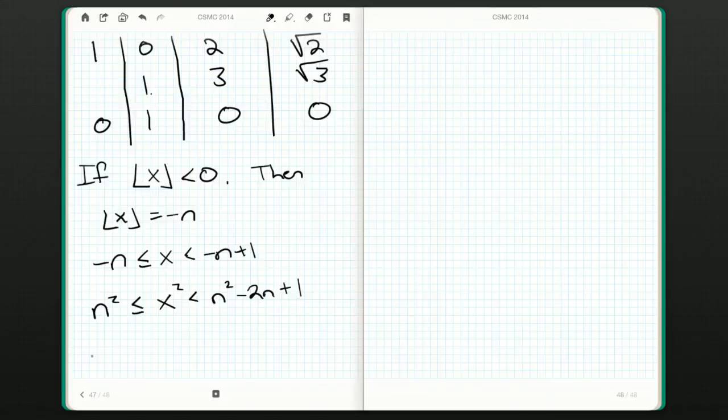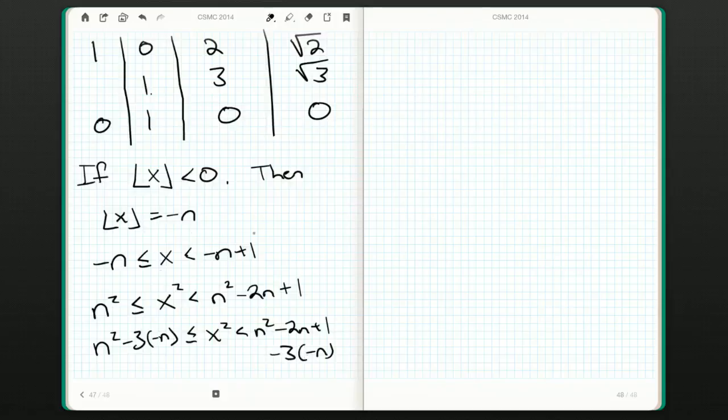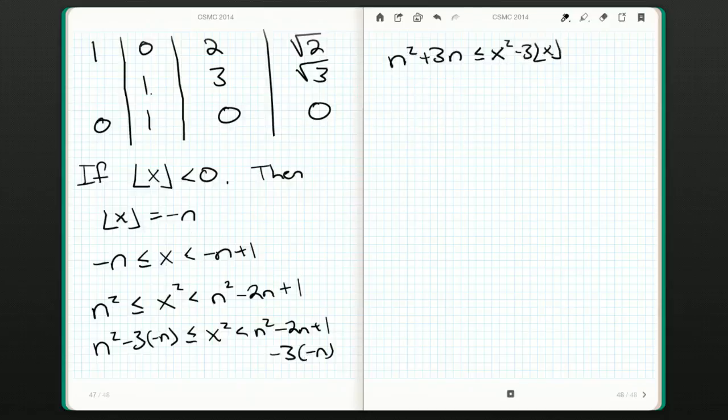Okay. So n squared minus 3 negative n less than or equal to x squared less than n squared minus 2n plus 1 minus 3. And remember the floor of x is negative n. So we get n squared plus 3n less than or equal to x squared minus 3 floor x less than n squared plus n plus 1, I think.